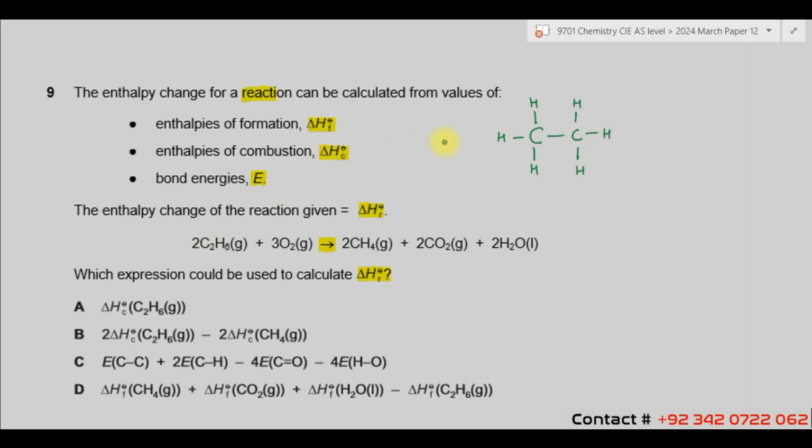There are 2 moles. So in terms of bonds, we have 2 moles of C single bond C. So 2 into C single bond C. 1, 2, 3, 4, 5, 6 carbon hydrogen bonds. So 2 moles into 6 is 12 CH bonds.